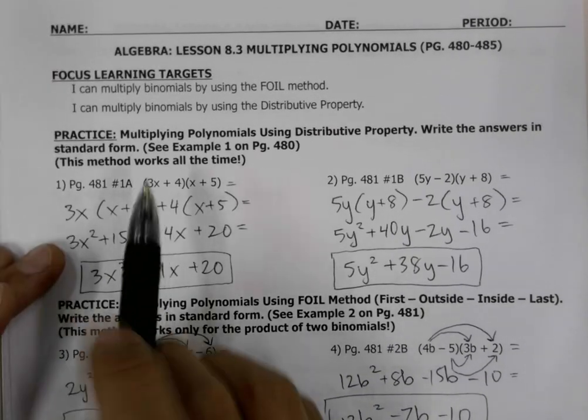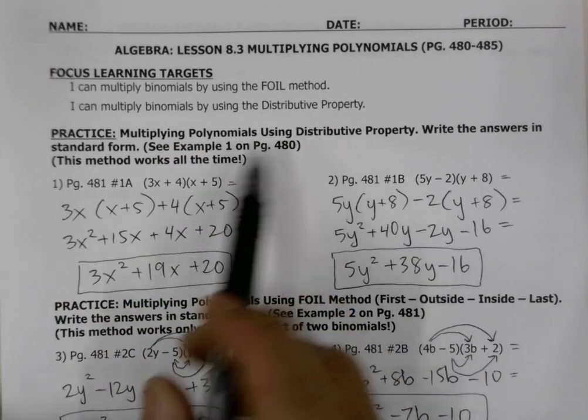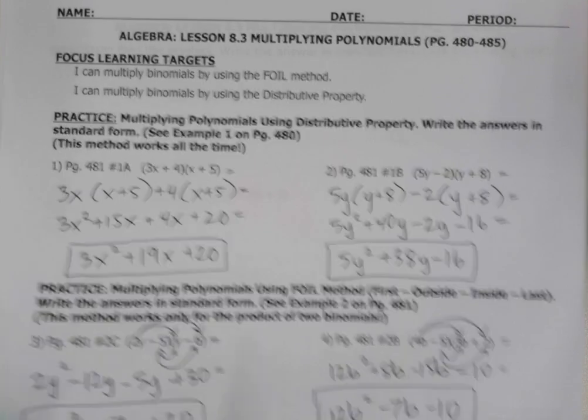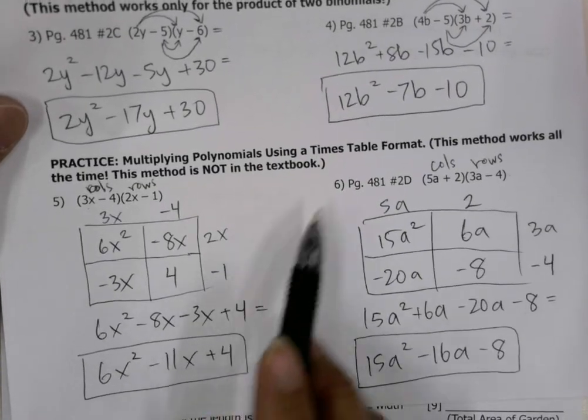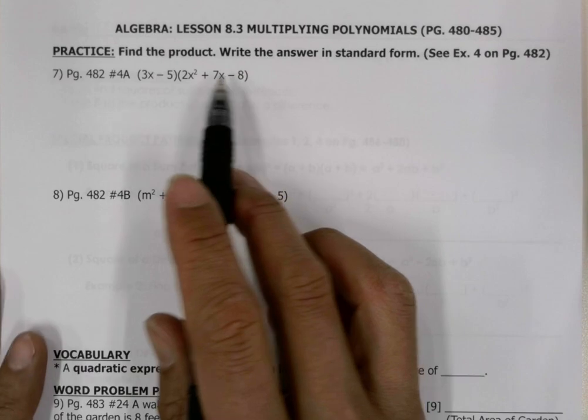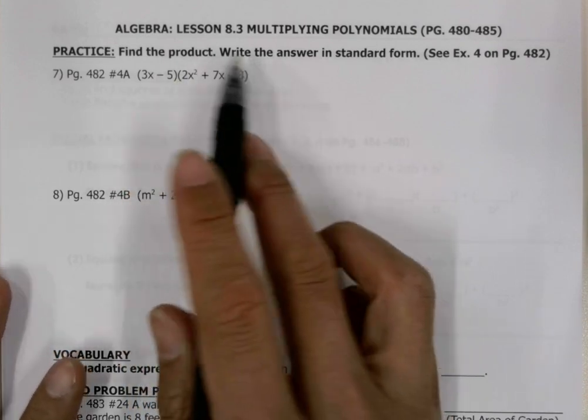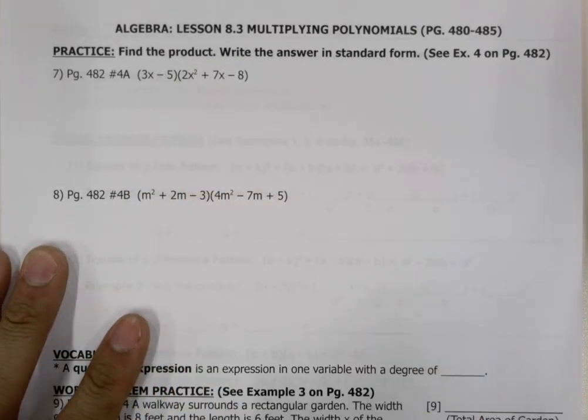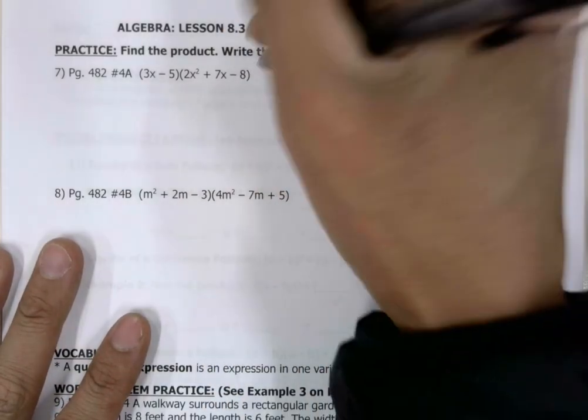So this first method, using distributive property, works all the time, right? This times table method also works all the time. But the FOIL method only works for the product of 2 binomials. And you can see here that the second polynomial is not a binomial. Right? So we can't use the FOIL method. Let's use the distributive method.